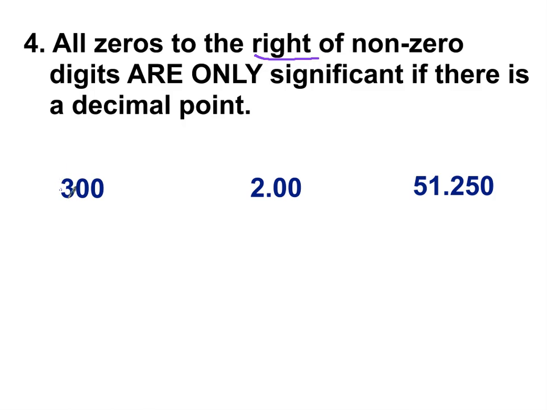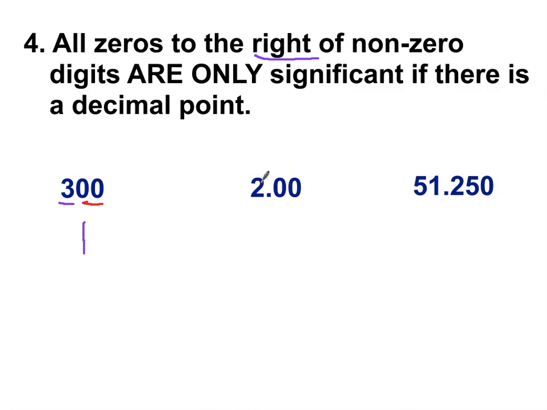For example, down here, 300. This number, because we have a non-zero digit and then 2 zeros in a number without a decimal point, only has 1 significant digit. And that's because in reality, this could be like a rounded number from, say, 314. We don't know. The decimal is what gives us that certainty.